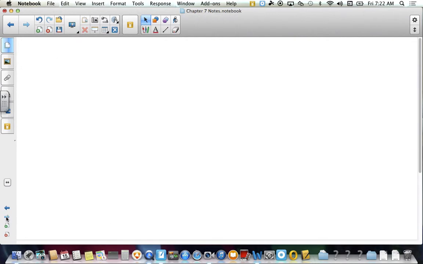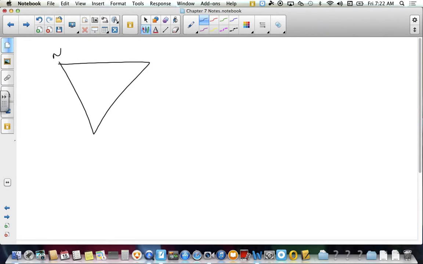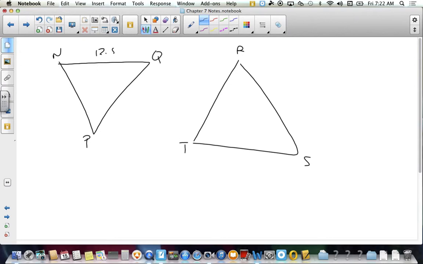Let's look at an example here real quick. So if I had a couple pictures here. This is NQP. And we got RST. 15. We got 12, 10, and 8.2. Okay? So we want to know, are these similar figures? And then if they are, what's the scale factor? Okay? So we got some markings in here. Let me not forget those.